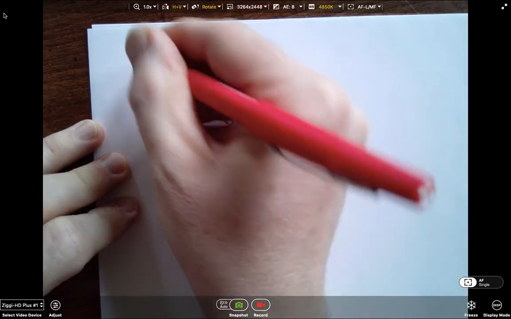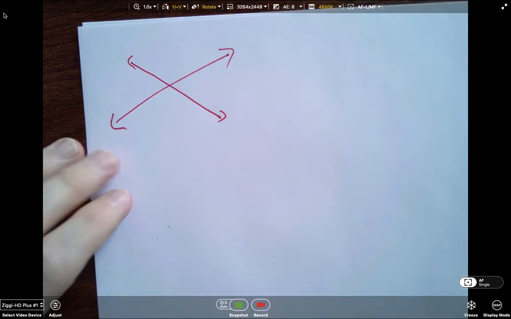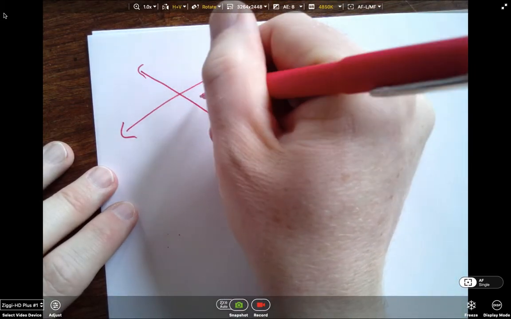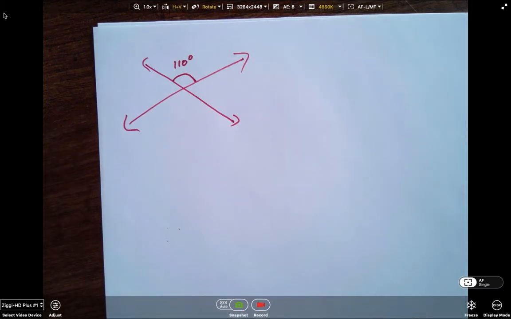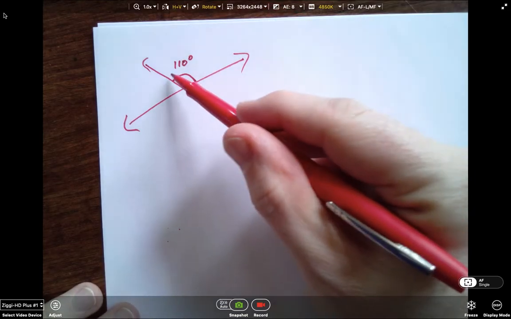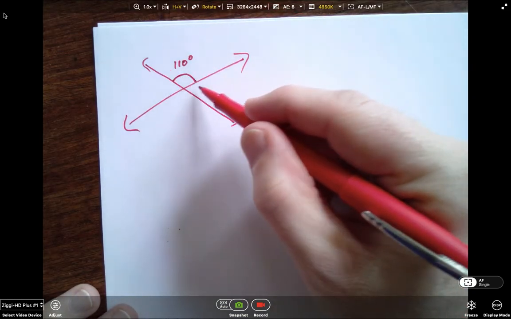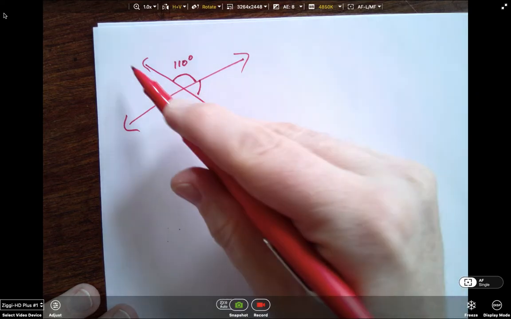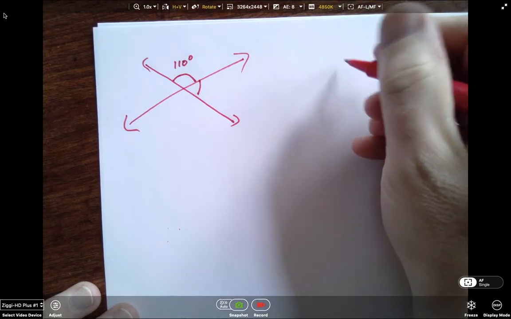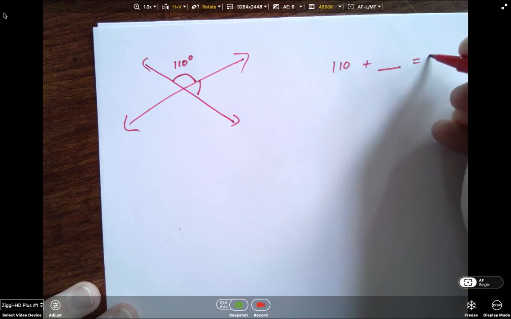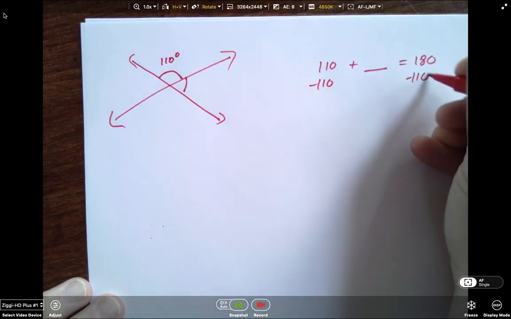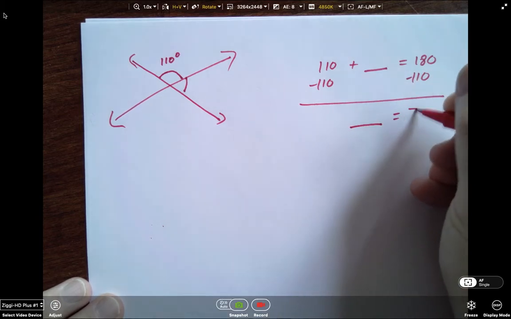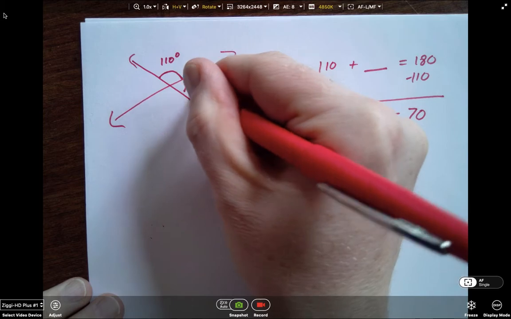All right, now, not adjacent, vertical angles, excuse me. Let's talk about vertical angles here. If I know that this angle right here is 110 degrees, let's talk about the rest of this picture for a second. If this one here is 110 degrees, that means that this angle plus this angle here have to add up to 180 because I have a straight line, just like in the previous problem. So 110 plus something has to equal 180. To figure out that something, we subtract 110 from both sides, and that something equals 70. So this angle here has to be 70 degrees.